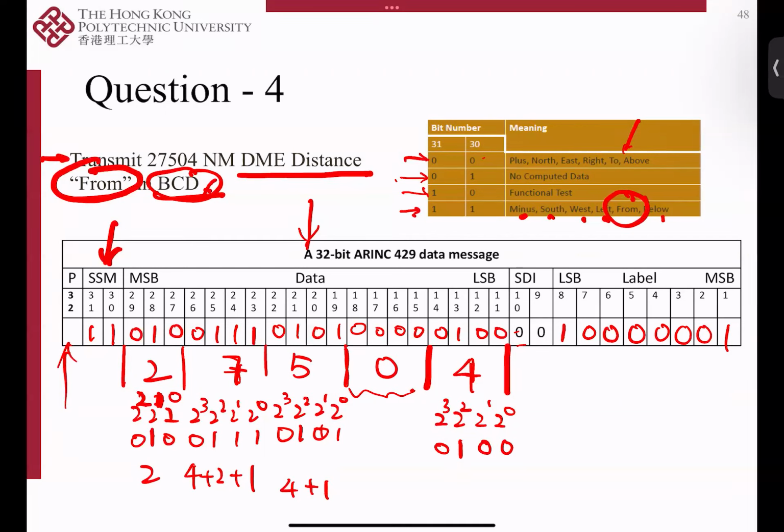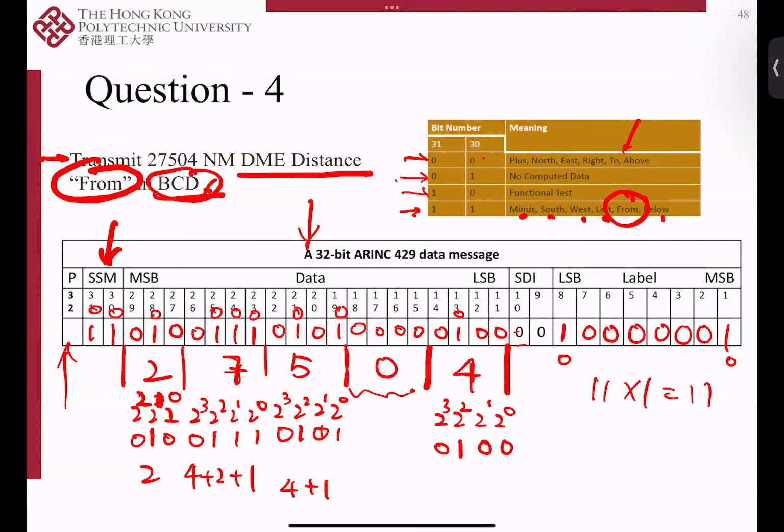We need to make sure this information is correct, right? Because we need to transmit this information. So for a correct transmission, we need to ensure the summation of them is an odd number. So let's count. We have 1, 2, 3, 4, 5, 6, 7, 8, 9, 10, 11. So we have 11 ones. So 11 is an odd number.